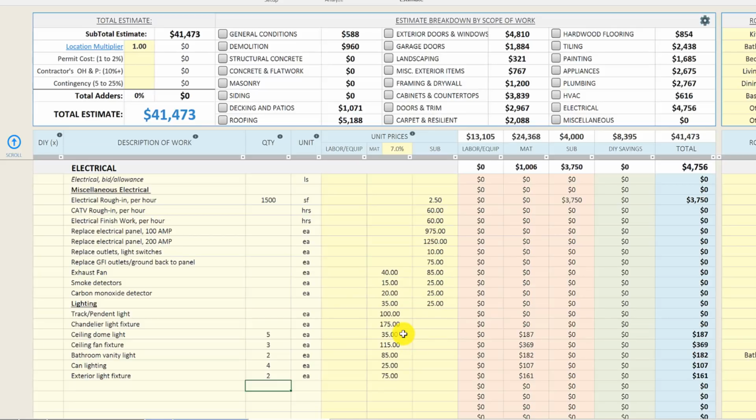So again, these are average budgets here. You can definitely find some light fixtures for cheaper than that, but these should have you covered if you're just looking for an average budget that can get you a decent light fixture on your property.